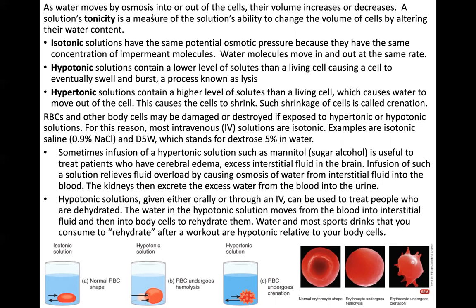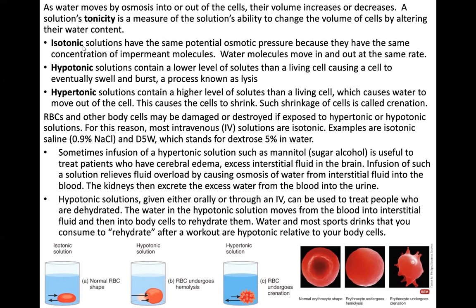As water moves by osmosis into or out of a cell, changes in volume occur, either increasing or decreasing. A solution's tonicity is a measure of a solution's ability to change the volume of cells by altering their water content. So in other words, when we talk about a solution, we can describe it as isotonic, hypotonic, or hypertonic, referring to what it's going to do to the inside of the cell.